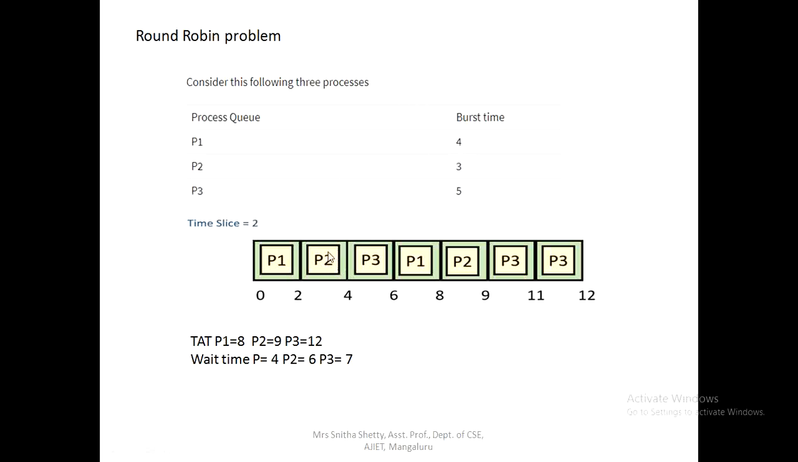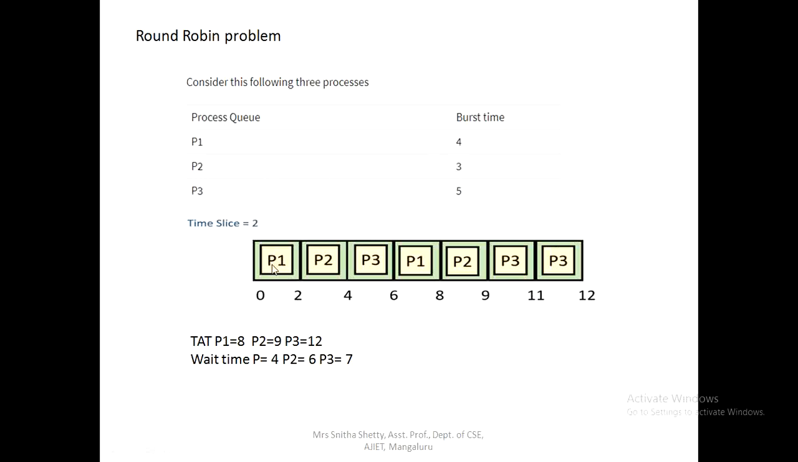Next we'll allow P2 to execute. So for P2, 3 minus 2 is 1, and then we'll allow P3 to execute, so 5 minus 2 is 3. So here 2 is pending, here 1 is pending, here 3 is pending. Now we'll allow P1 to execute, from 6 to 8, so P1 will complete its execution. Next P2, because only 1 unit was pending: P2 executes from 8 to 9. Then we'll allow P3 to execute for the 3 remaining units, from 9 to 12.